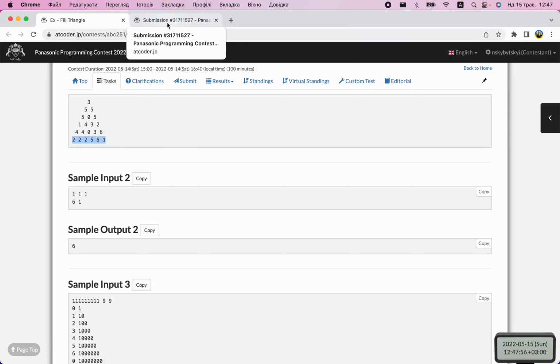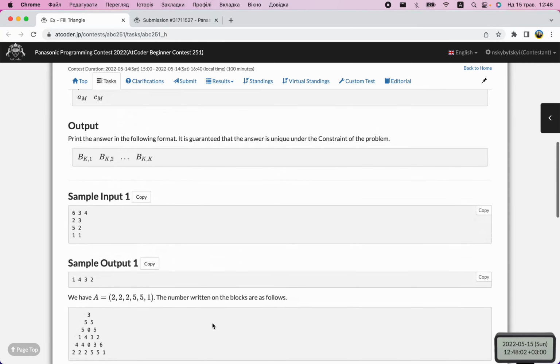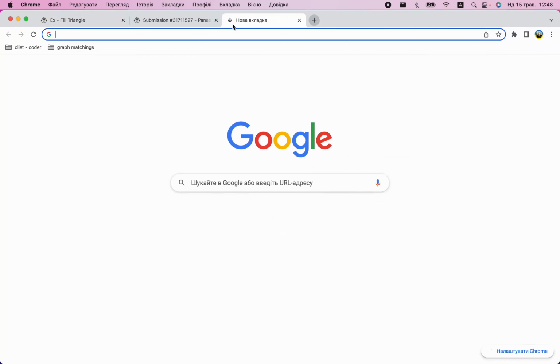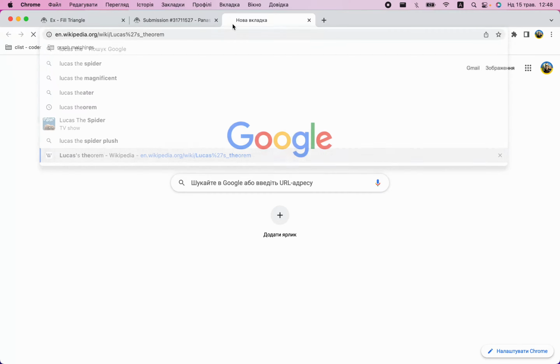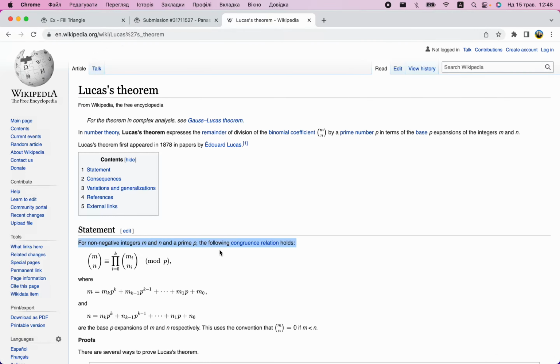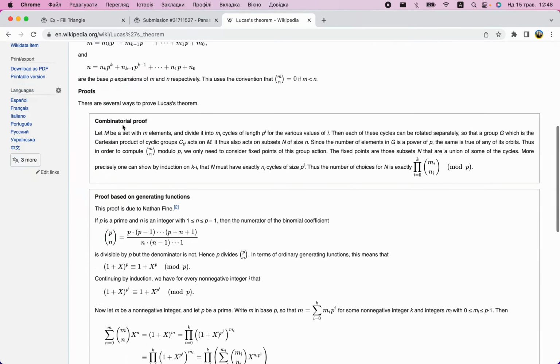You take arguments of the binomial coefficient digit by digit and you get Lucas' theorem. If you don't know it, pause the video, go to the Wikipedia page about Lucas' theorem and read about it. There is also a nice proof.